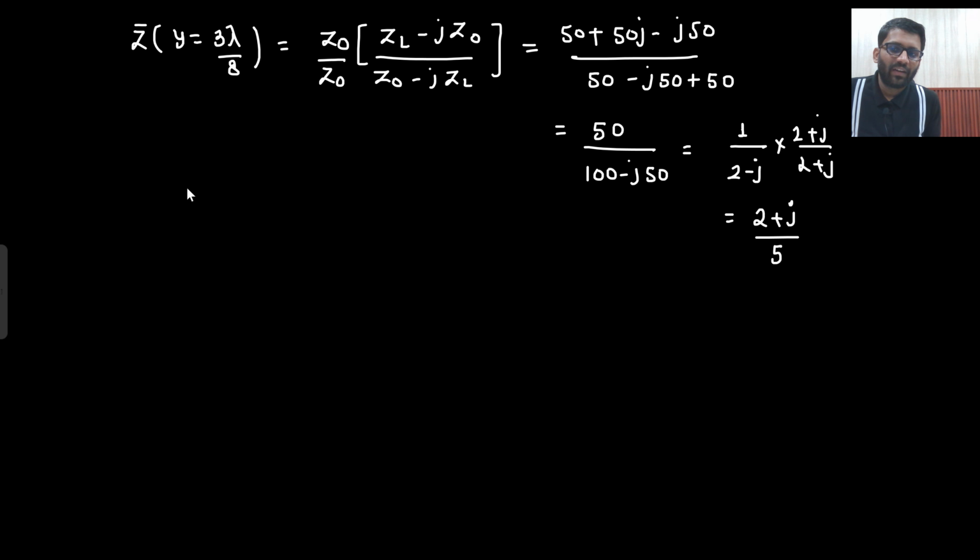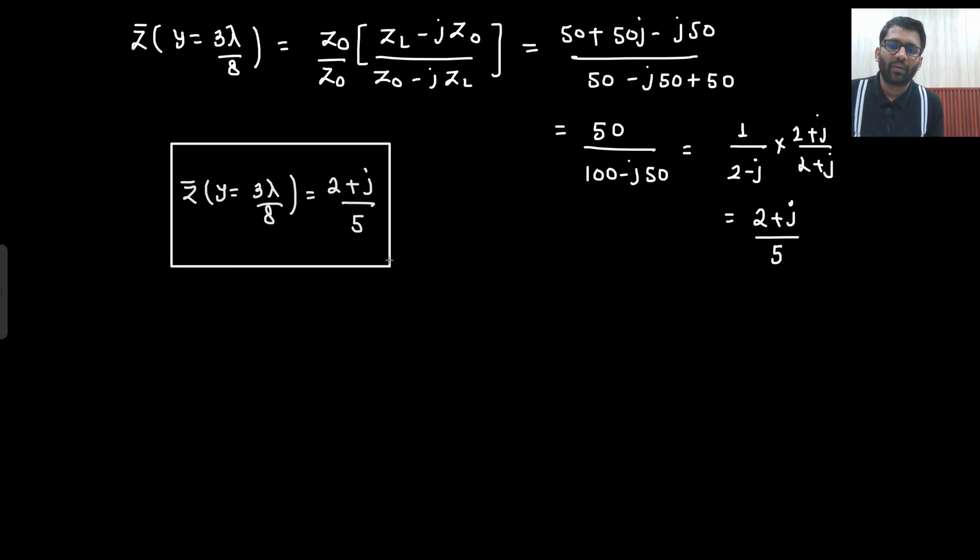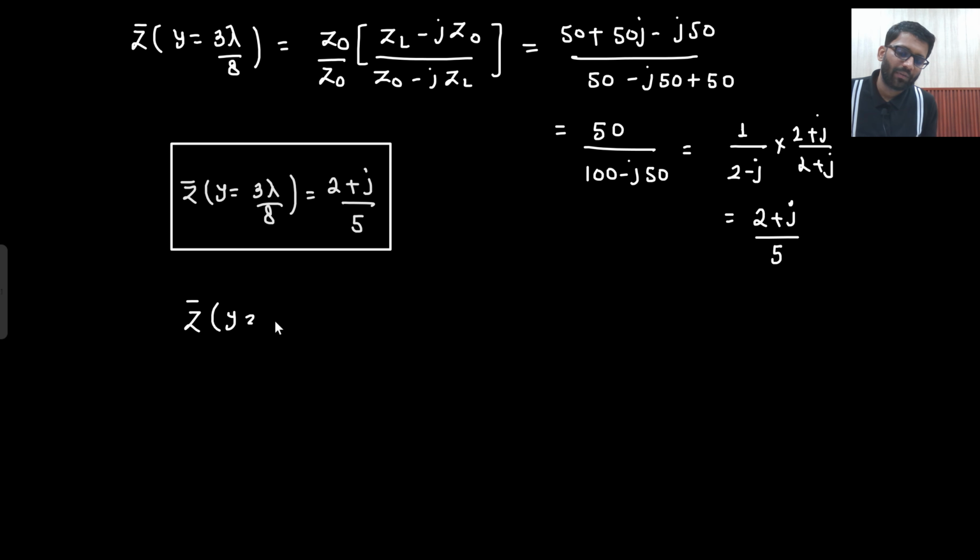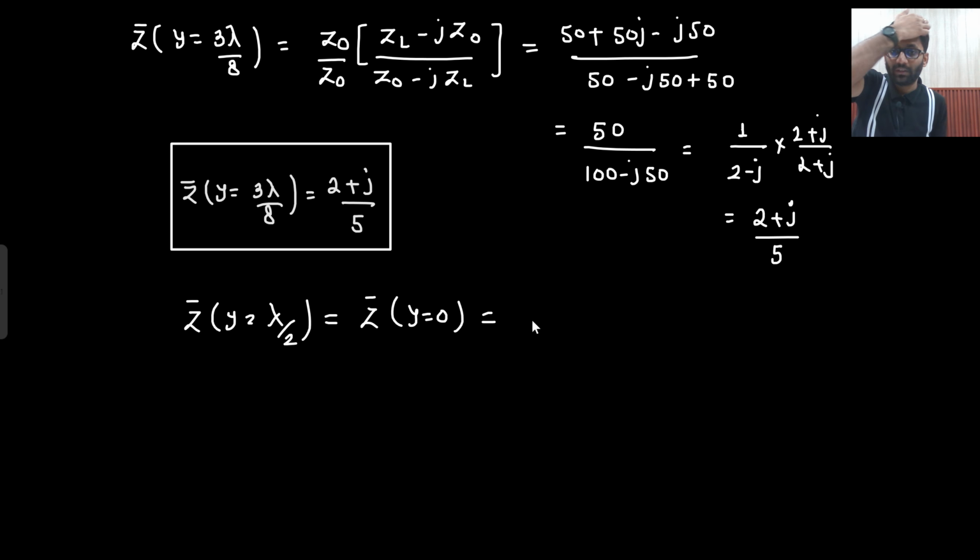It may feel like a time pass for you, but very important results will be there. That's why we are doing all these calculations, because these calculations will be used. And now at lambda by 2, what will happen? You already know. At lambda by 2, if I calculate, that will be the same as at y equals 0. That would be 1 plus j.